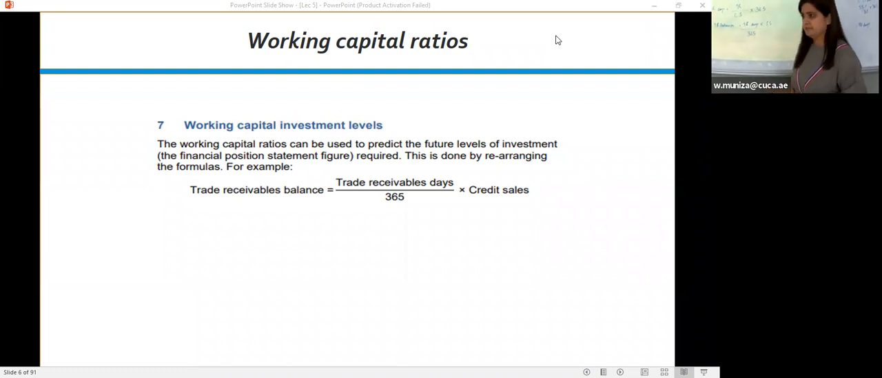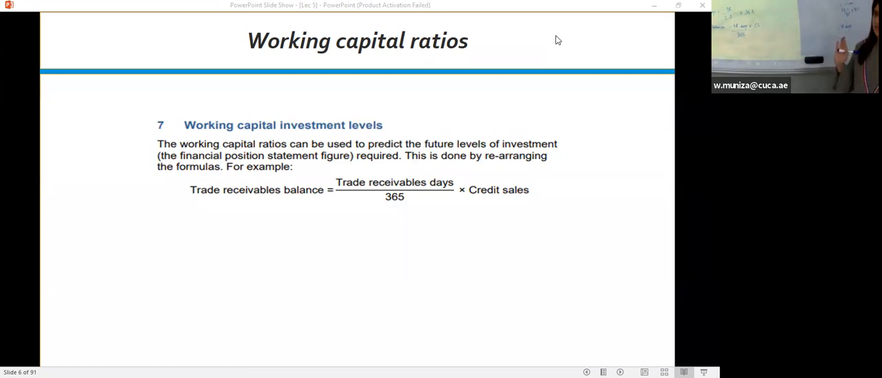Question. Yes, sure. You're using the term credit sales. In case the examiner specifies that they have 1 million of sales, out of which 800 is credit sales, shall we consider the full sales? No, only 800. In that case, you need to consider only credit sales.